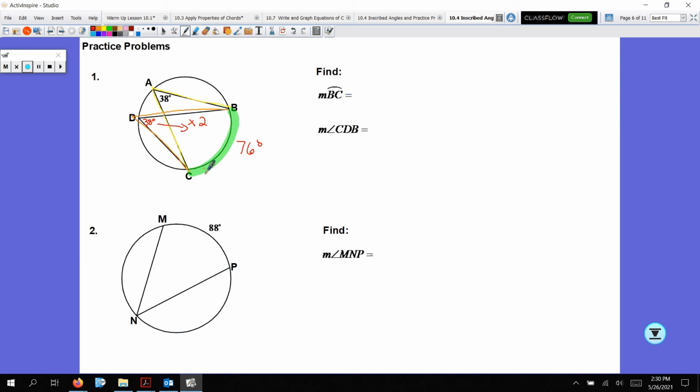So now I can answer my questions, right? I know that the arc BC is 76 degrees. I know the angle CDB, which was missing, we know it's 38.